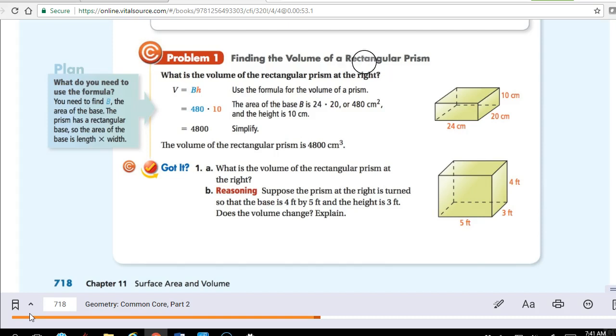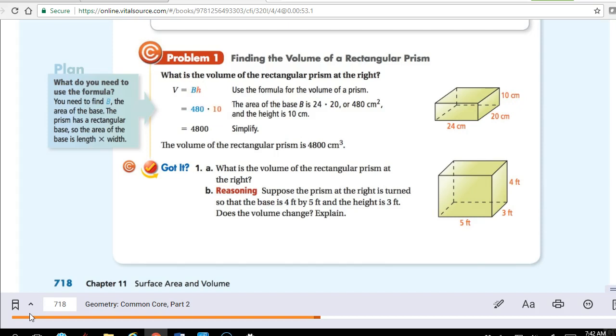Now, because we're talking about a rectangular prism, we're going to use the concept of a rectangle, which is length times width. So when we look at this base right here of this prism, it's a 24 by 20. So 24 by 20 ends up being 480. So that's why the area of my base is 480. And then the height of my prism is 10. So that goes in for height.